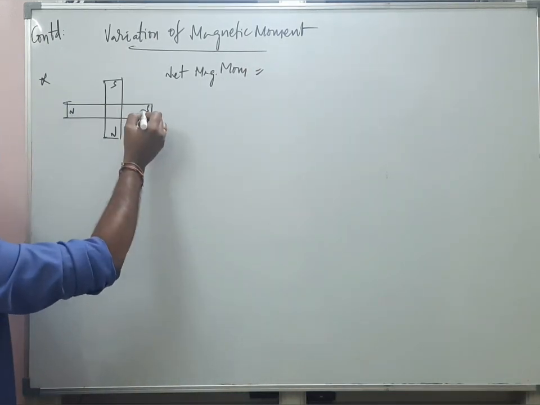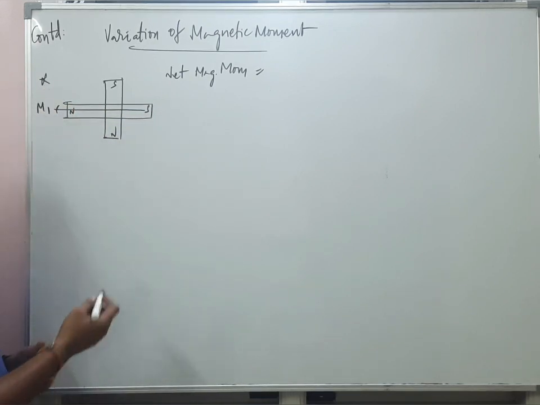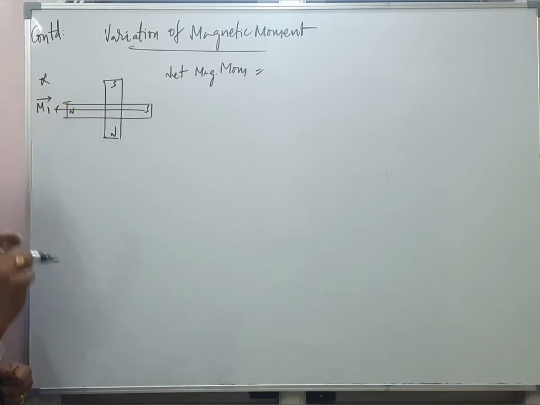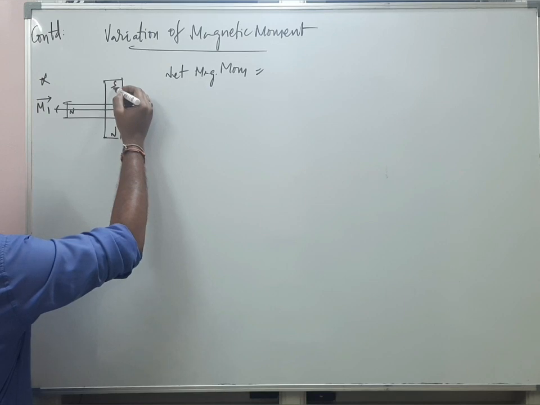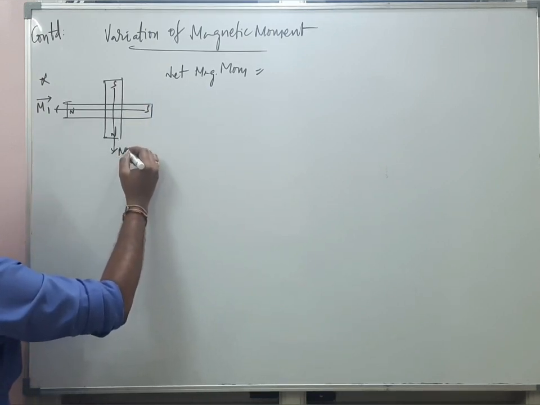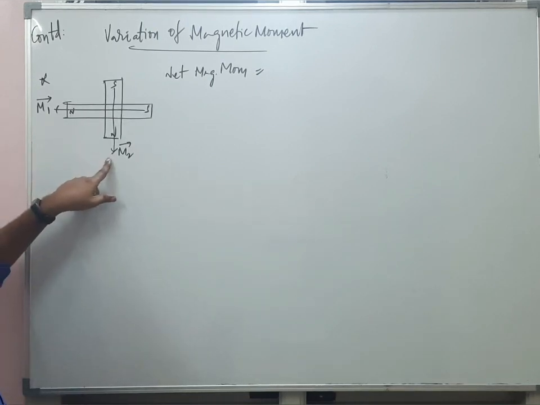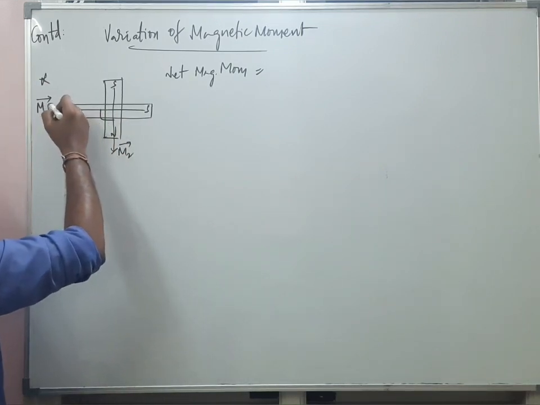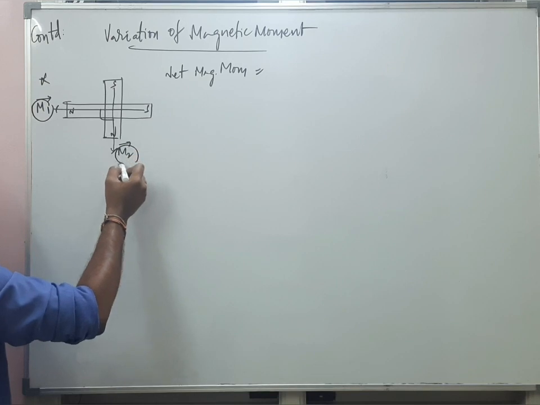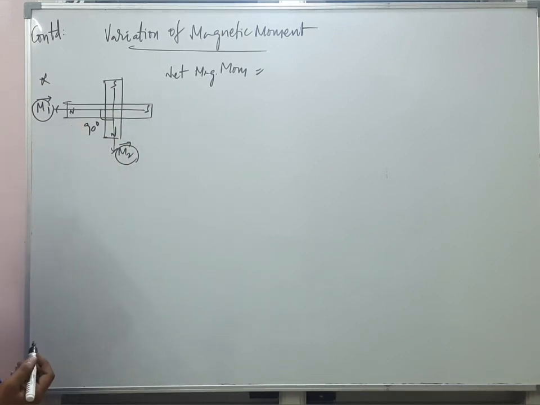South to north, the magnetic moment is directed. Imagine it's M1. It is a vector. I can say M1 bar, whose magnitude is M1. From the south pole to the north pole, there is another magnetic moment. It's M2 bar, a vector, and its magnitude is M2. These two vectors are inclined at an angle of 90 degrees, and you know how to find the net combination.